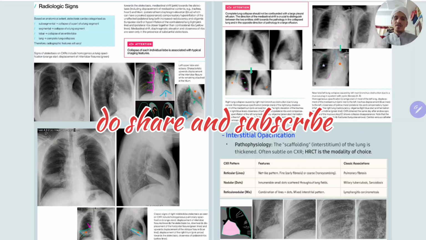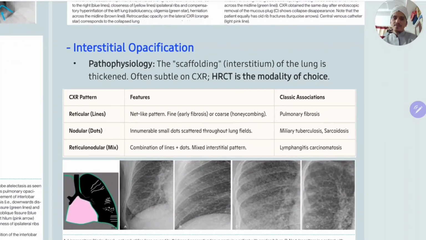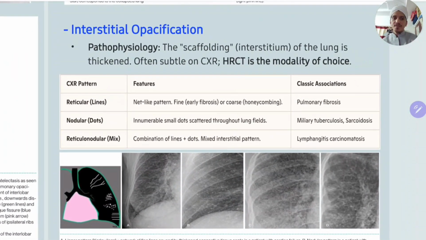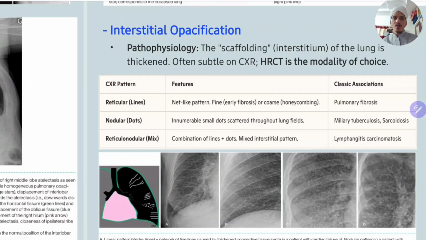So we have learned about the two pathologies of lung parenchyma, that is alveolar opacification and collapse. Now we will learn about another pathology, that is interstitial opacification. Now we will begin with the name of Allah. So interstitial opacification, and what kind of interstitial opacification is it? This is not easy to make out on chest X-ray alone. For this, HRCT, high resolution CT scan, is the modality of choice. We should keep this in mind.